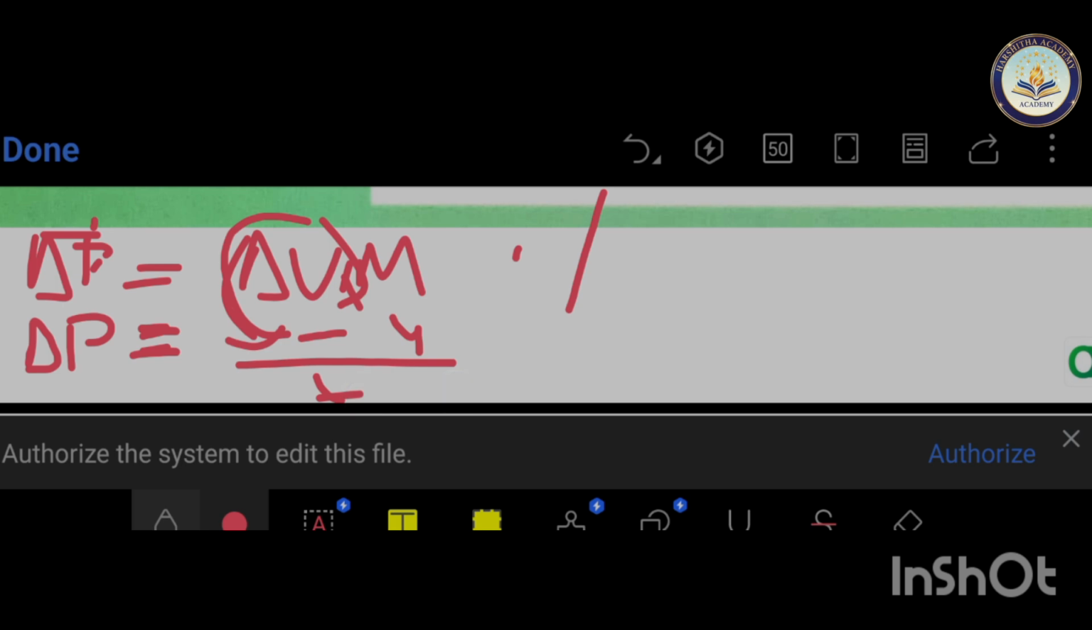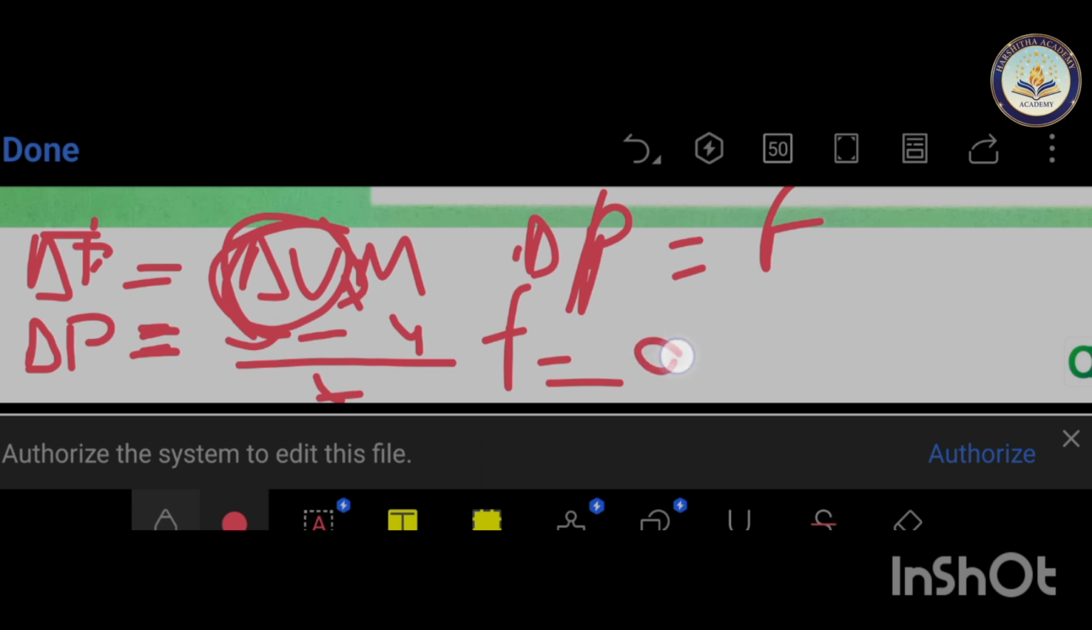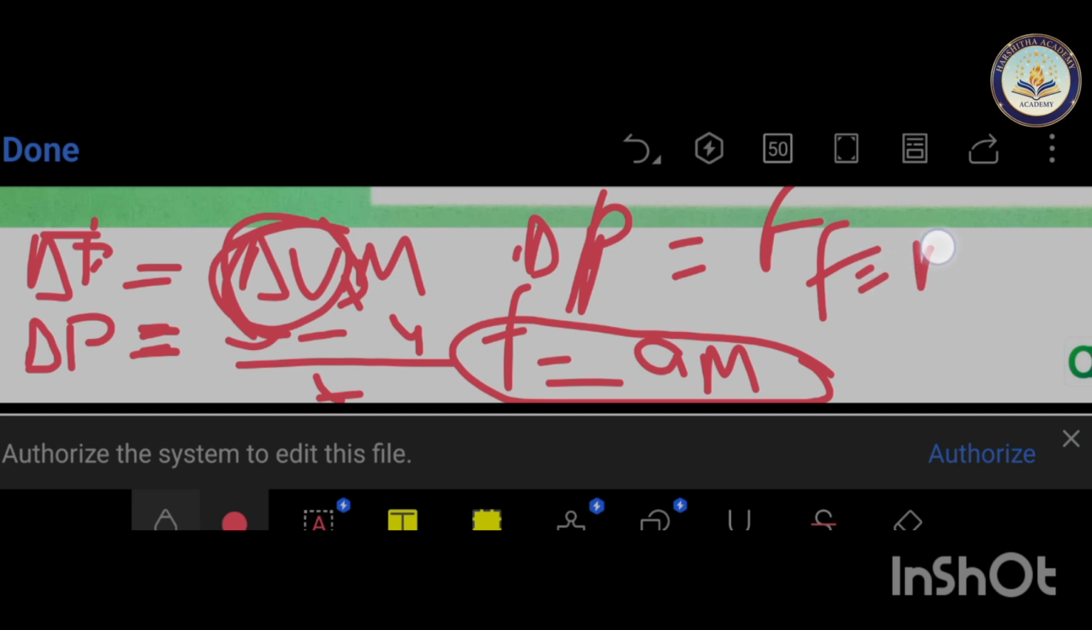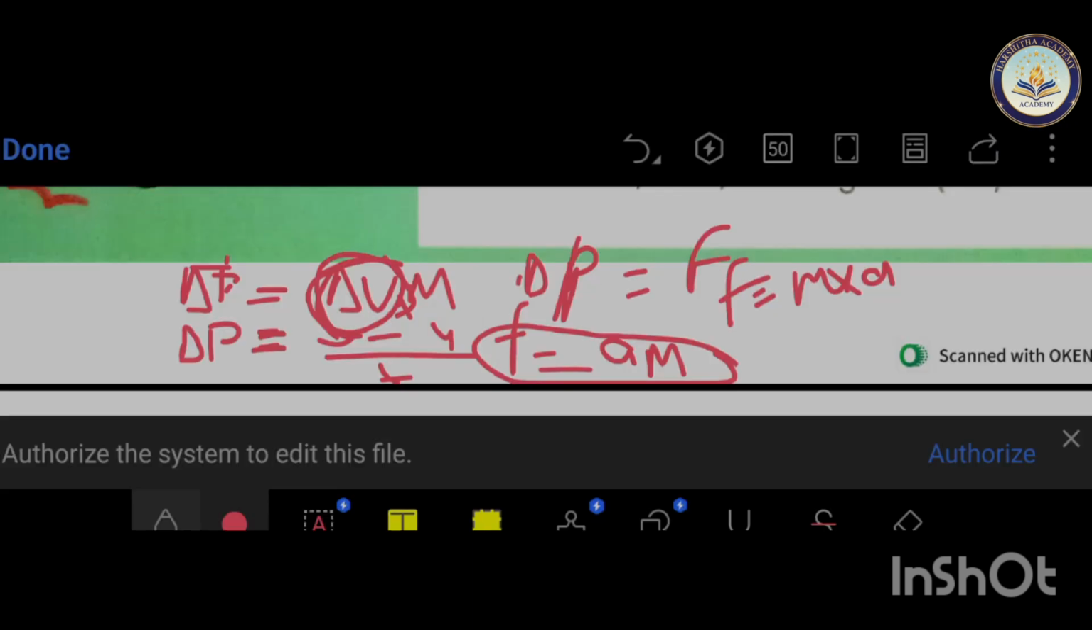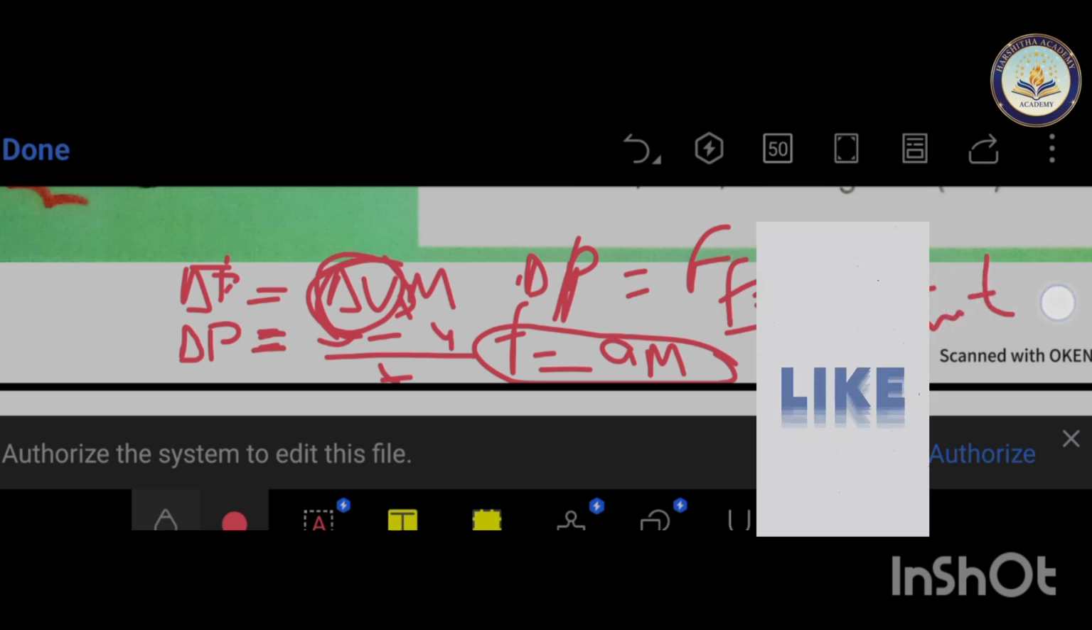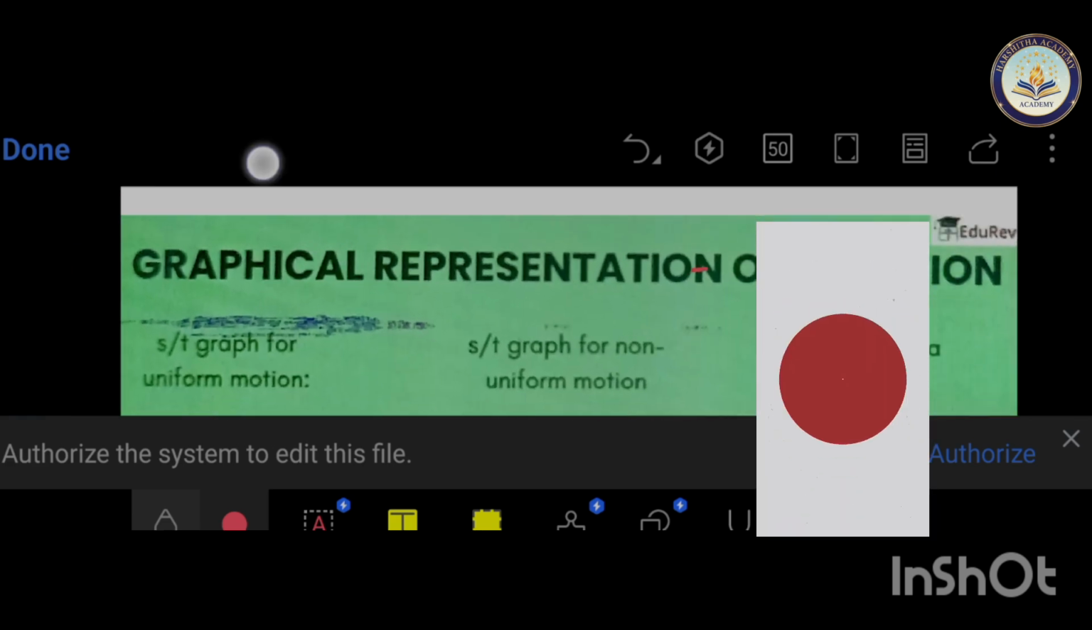Delta P is directly proportional to F. Then F equals change in velocity into m, that is, a into m. Then we get the force value. Force means mass into acceleration. We call it force, mass into acceleration. What is the unit of force? It is Newton.